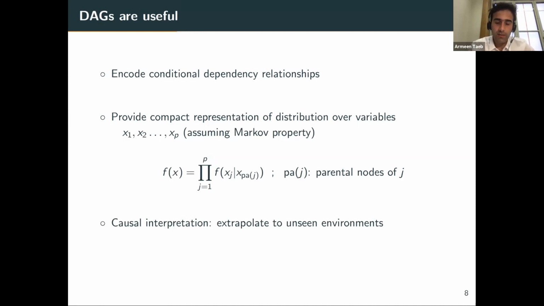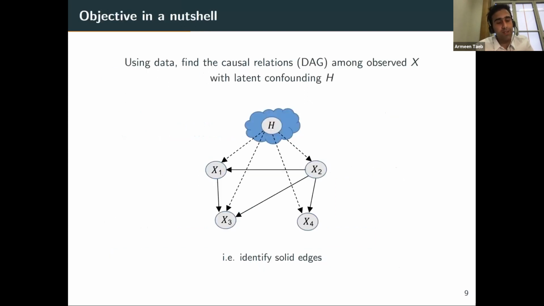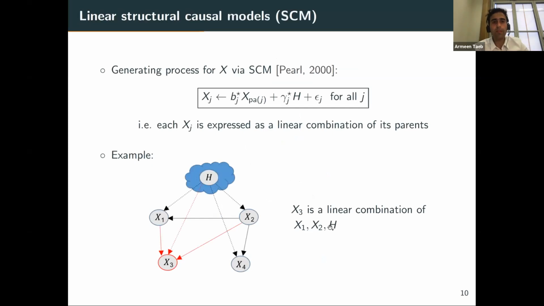So given the utility of DAGs, we'd like to find a DAG. They're typically unknown, so you have to learn it from data. So in a nutshell, the objective of this talk is to find the causal relations, the DAG, among the observed variables X with latent confounding H. In other words, I want to identify these solid black edges. Okay, so a vehicle to learn DAGs is to impose some data generation mechanism of the observed variables, and we use a popular framework of linear structural causal equation models.